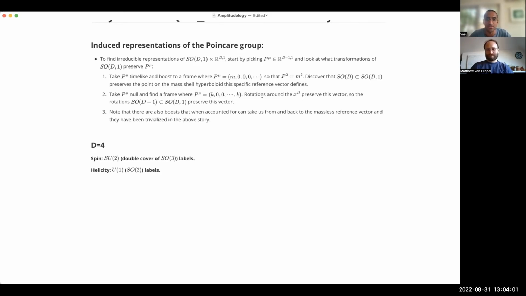Then all we need to do is look at rotations around the x_d axis that preserve this vector, which will give us this SO(d-1) group, which when we go down to 4 dimensions again, play the same game, is going to be SO2 or U1. And these are the 2 starting insights. So the second insight is going to be playing a bigger role than the first in whatever bit of this review article that I will cover.